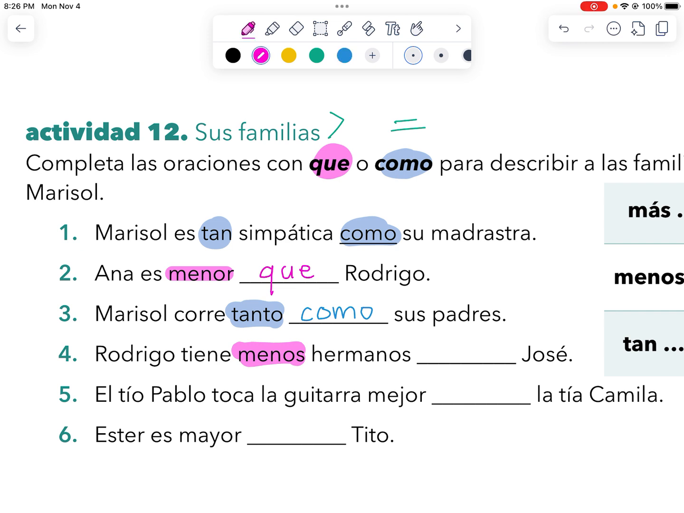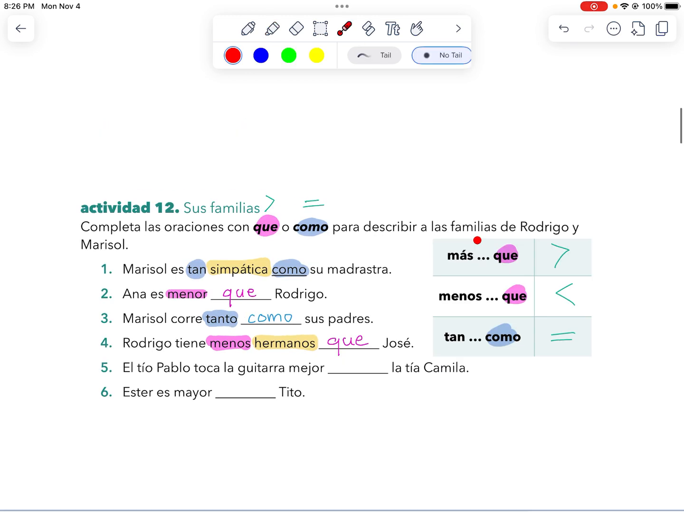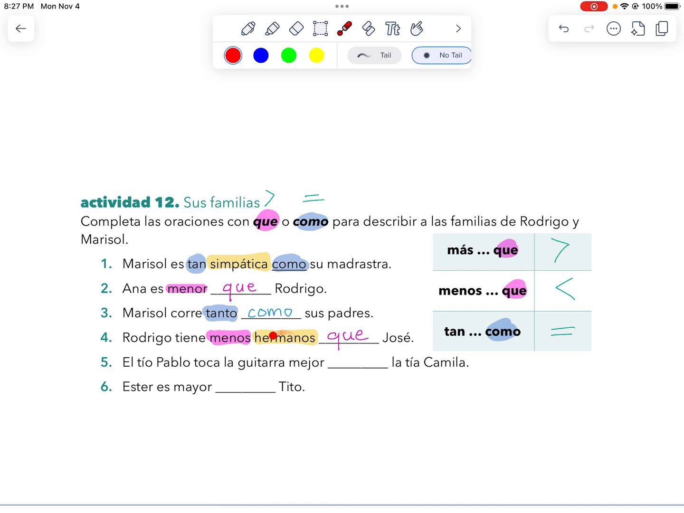Again, inequality. Okay. Remember when I said they have to have an adjective between them? This is actually a noun. Simpática is an adjective. But you can still compare quantities in addition to qualities. I forgot to say that earlier. So you can compare the number of things rather than how nice you are, your personality.